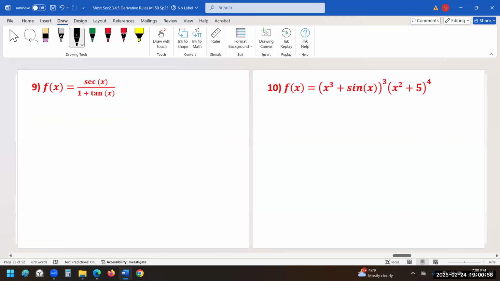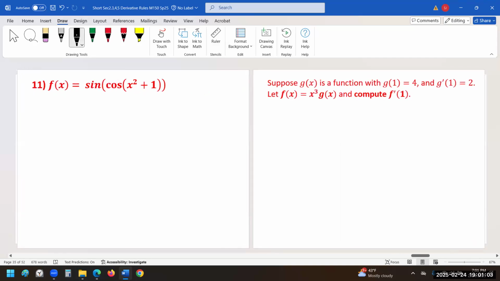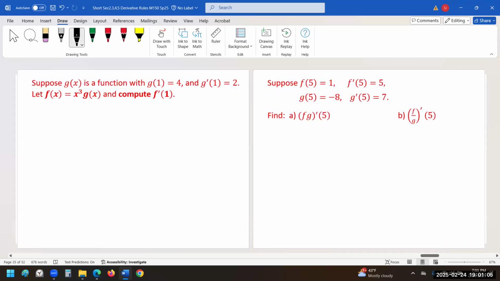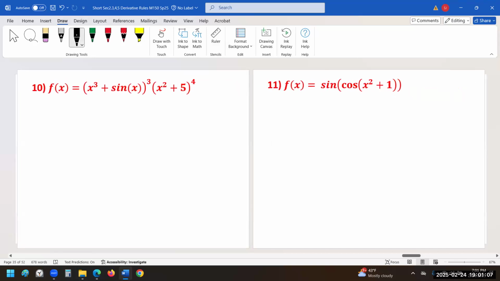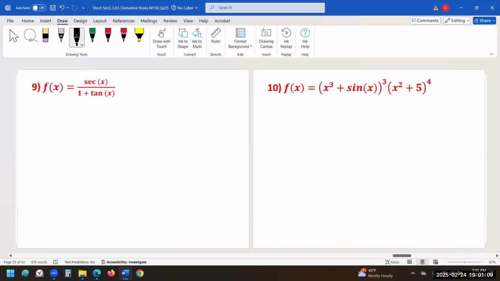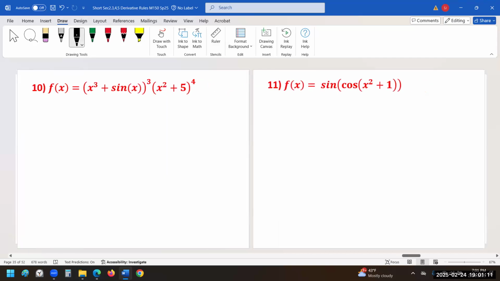Let's see which one looks more interesting next. Oh, let's do these. So the rest are similar things. Quotient rule, chain rule, and so on. Let's do 11. It's fun.